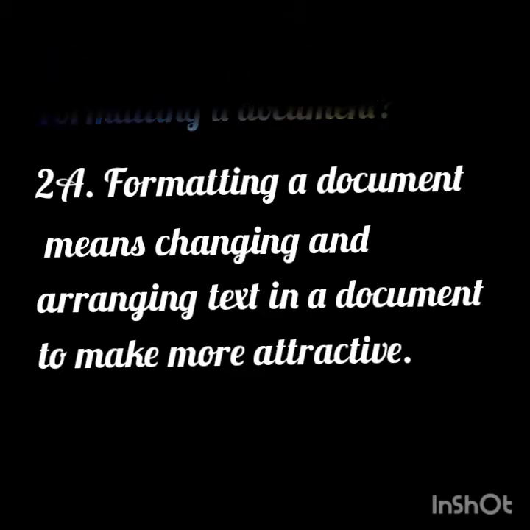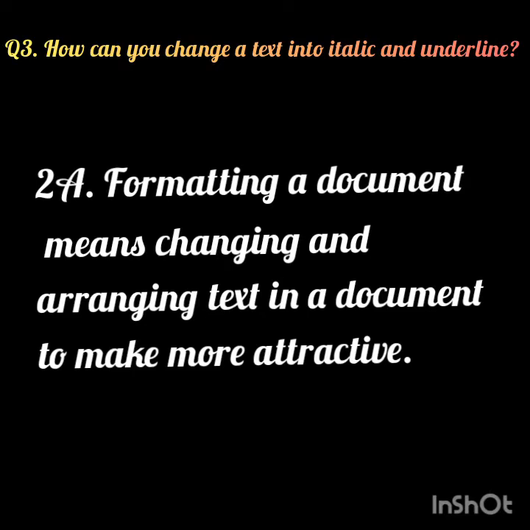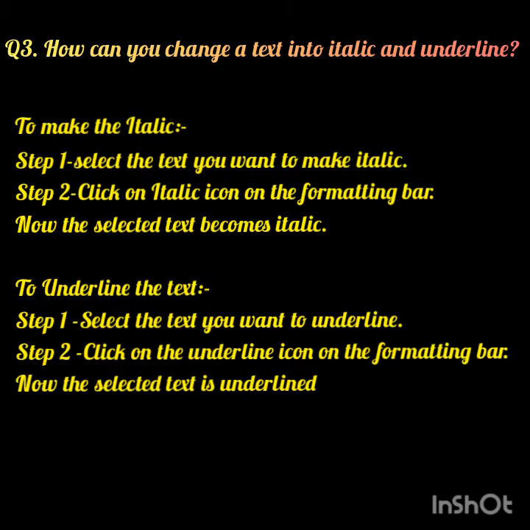Question number 3. How can you change a text into italic and underline? Answer number 3. To make text italic, follow these given steps. Step number 1. Select the text you want to make italic. Click on the italic icon on the formatting bar. Now the selected text becomes italic.